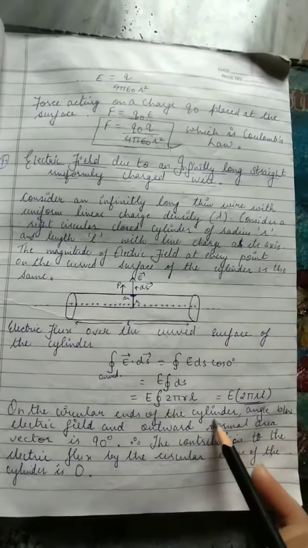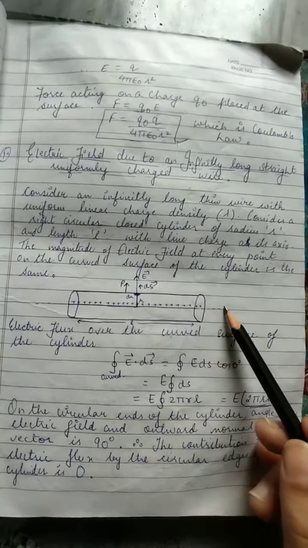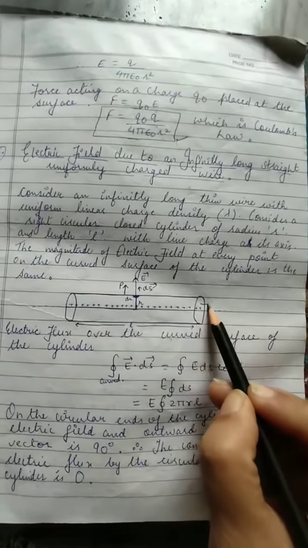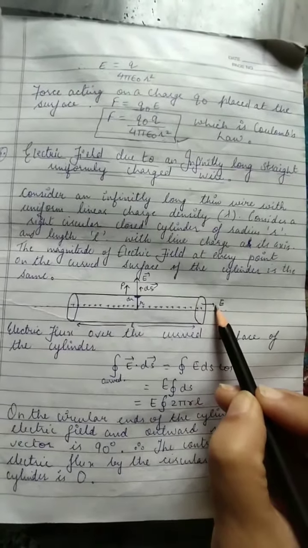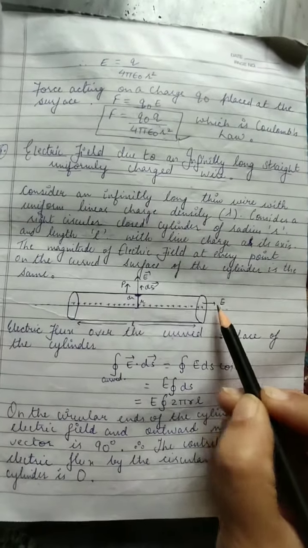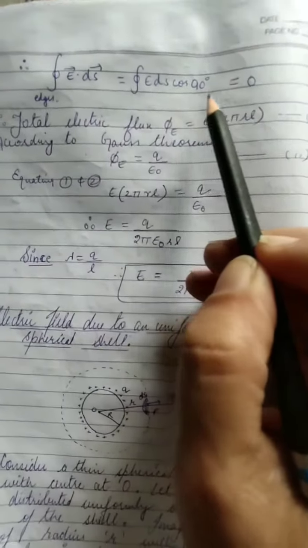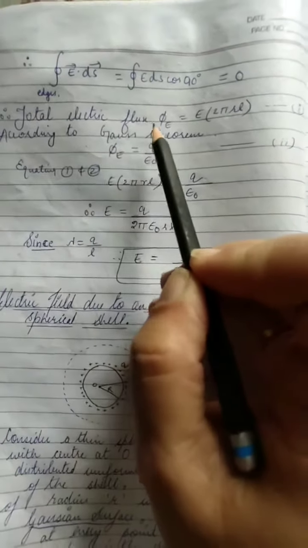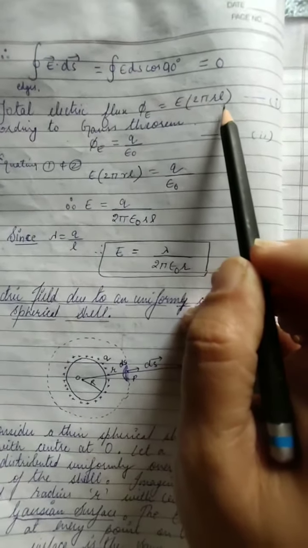On the circular ends of the cylinder, the angle between the field and the outward surface area is 90 degrees. If you consider this as the electric field E and this as the surface area, the angle between them will be 90 degrees. So the total electric flux at the ends of the cylinder will be 0. Now E dot dS is equal to E dS cos 90 degrees, equal to 0. So the total electric flux exists due to the curved surface only, E into 2 pi rl.